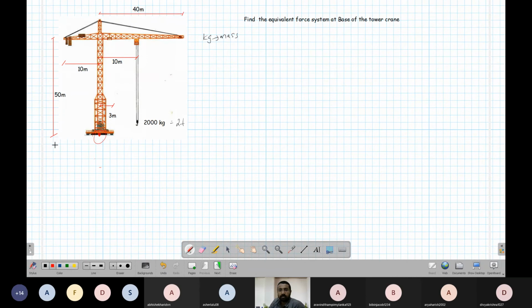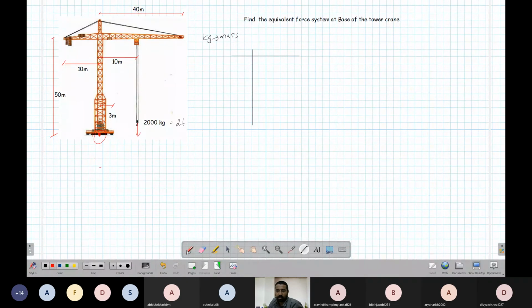Every point I have to find force somewhere here, that is 50 meters, 10 meter distance point, equivalent force. So this system I'll simplify for the sake of analysis. Let's say this is the crane. Then we have some structure like this. Then we have force. Now, what is the force here?